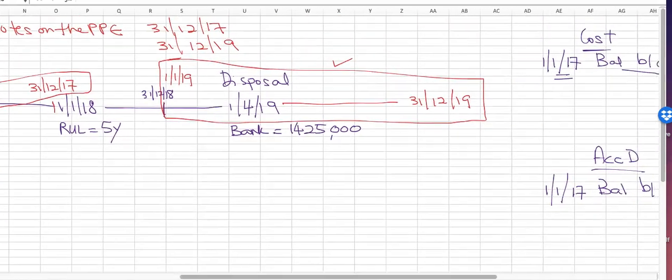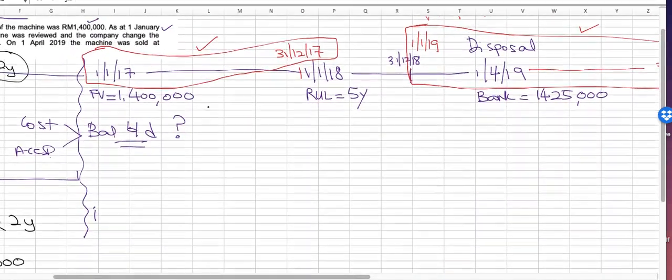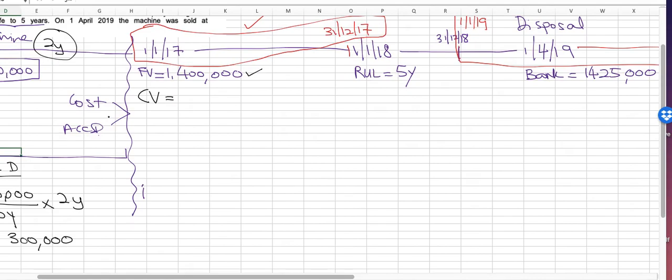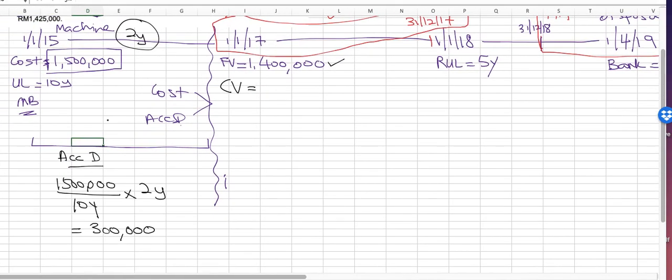Okay, so now we have settled the balance BD. Now we are in this year 2017. So given is the fair value. And you know that when you are given the fair value for revaluation models, when you have the fair value, you have to compare with the carrying value so that you can identify whether you have surplus or deficit. So what is the carrying value? Carrying value is cost less accumulated depreciation. So cost is 1.5 million minus the accumulated depreciation, 300,000. So you get 1.2 million.